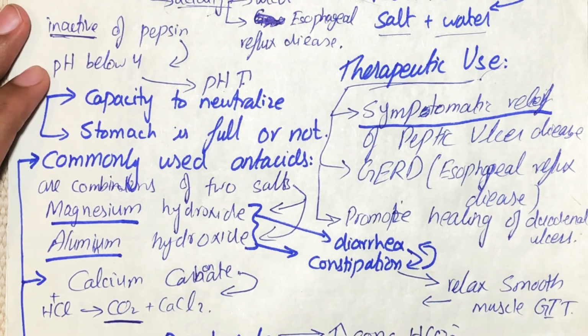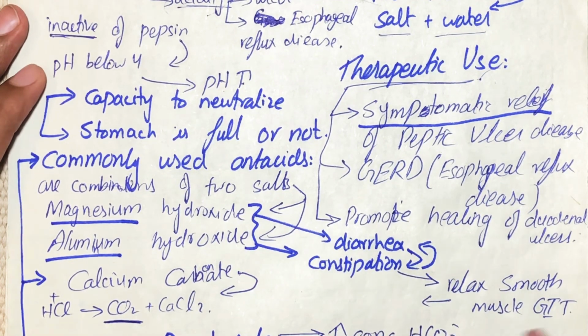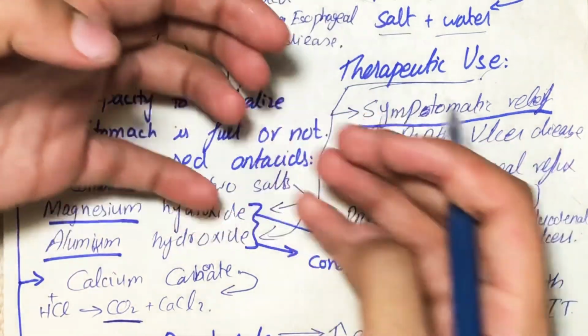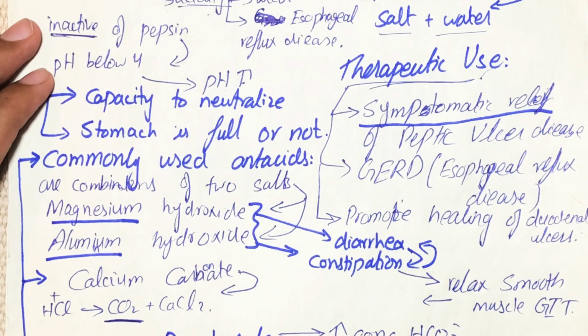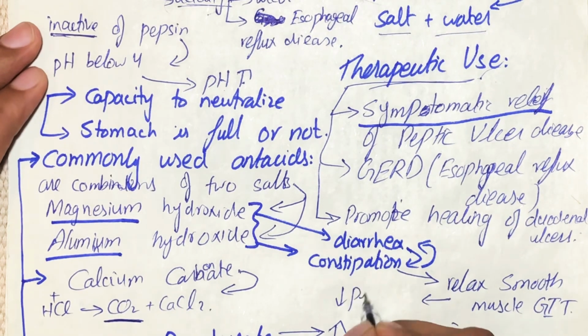So when there is relaxation of smooth muscles, what will happen? This contraction will not occur. When there is no contraction, what will happen? Your bowel movement will be obstructed and your bowel will not be able to remove or excrete it out from your body. Decreased peristalsis.